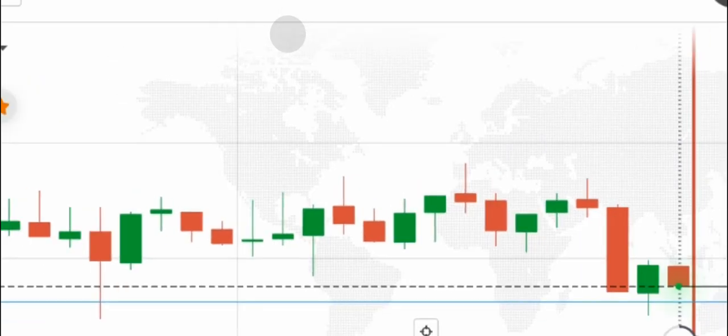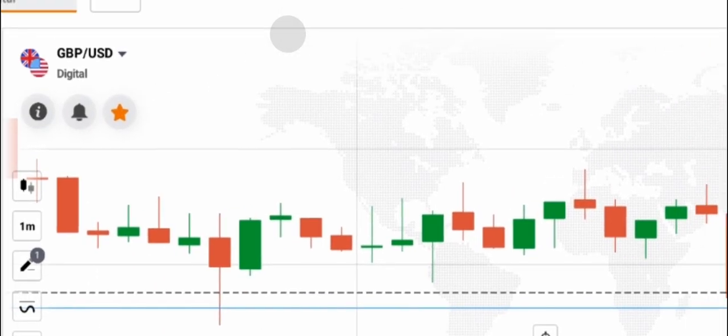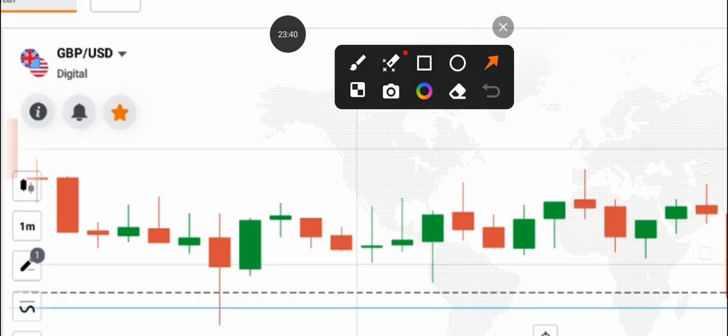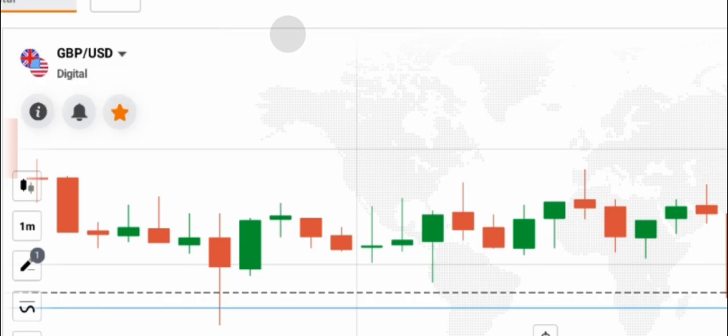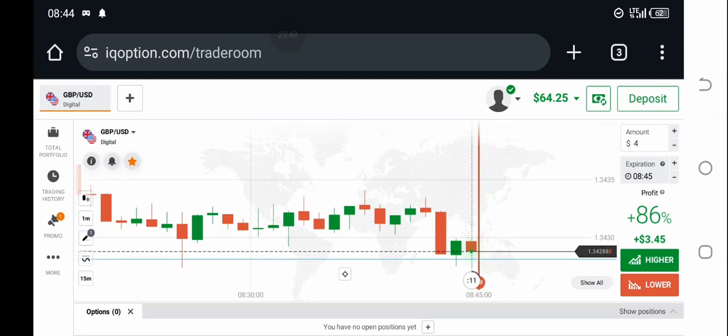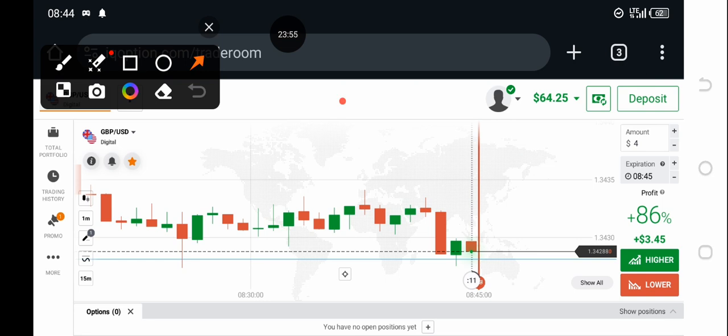Let me explain. Okay. When I opened this chart, this is Great Britain pound against the United States dollar. And when I came to this market, it was somewhere around here. This was where the market was.